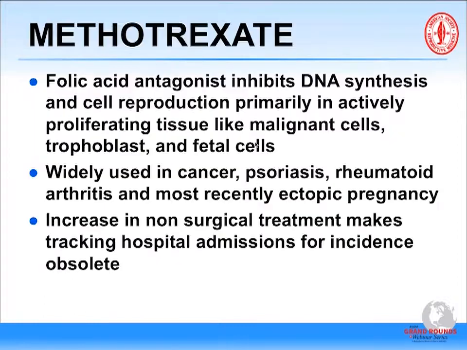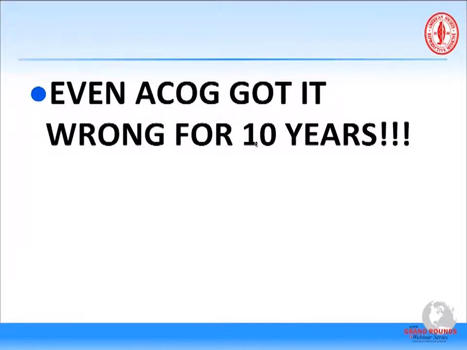Methotrexate is a folic acid antagonist. It inhibits DNA synthesis and cell reproduction, mainly in very actively proliferating tissues, like malignancy, trophoblast, or fetal cells. It's been widely used in cancer, psoriasis, rheumatoid arthritis, and more recently, ectopic pregnancy. And I say here, even ACOG got it wrong for 10 years.